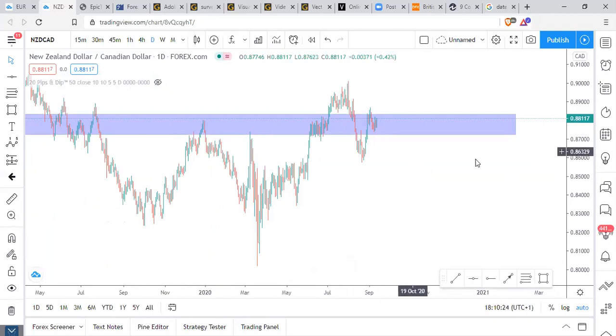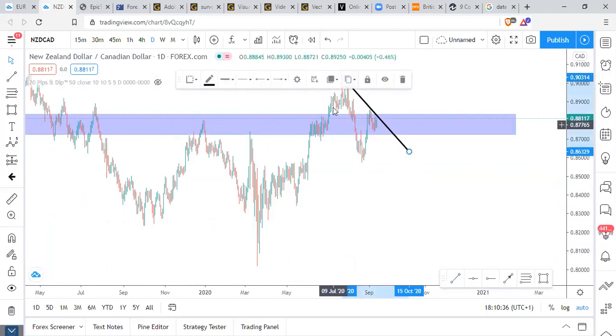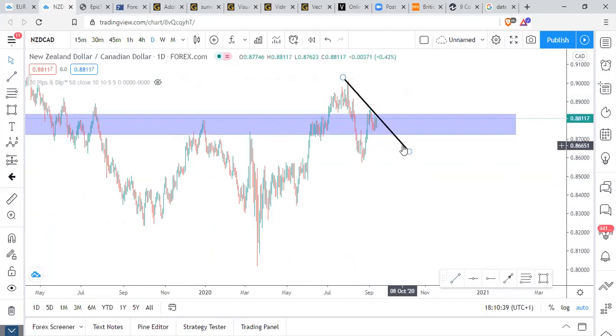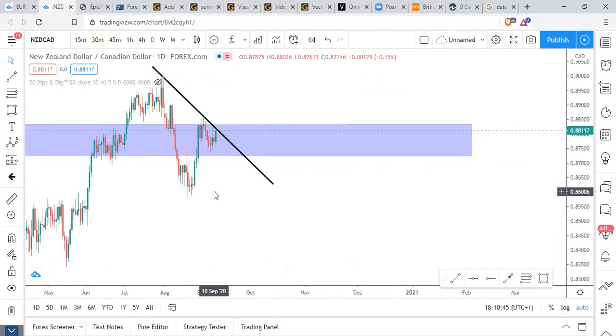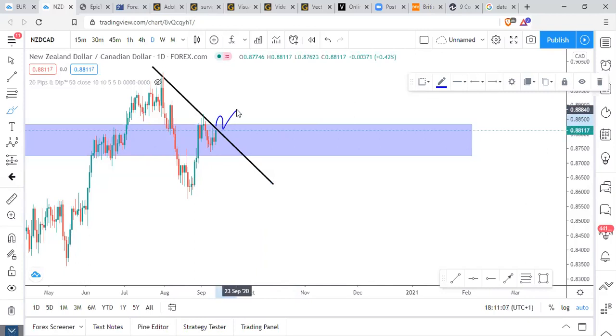What will I do? I'll wait for price to tell me, and look at this again. So I'll wait for price to tell me, okay, you can buy or you can sell. All right, but I'll wait for price to break out from both this diagonal line and this zone. I'll wait for price to break out, retest, then continue buying.